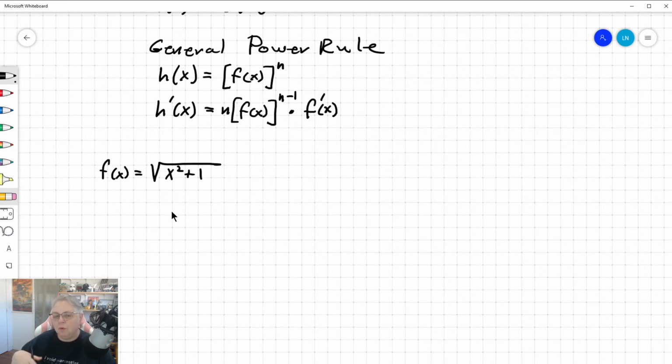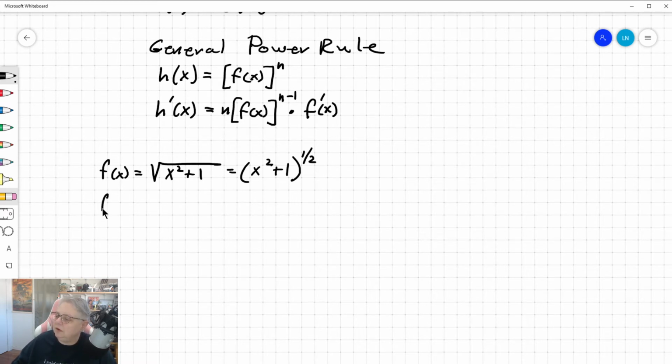Now, before I can take the derivative of this function, I need to have it written as a composite power function. Essentially, I always want to rid myself of any radical notation. So x squared plus 1 to the 1/2 power. That's an algebra step there.